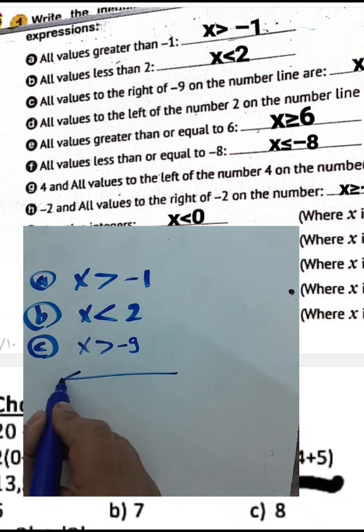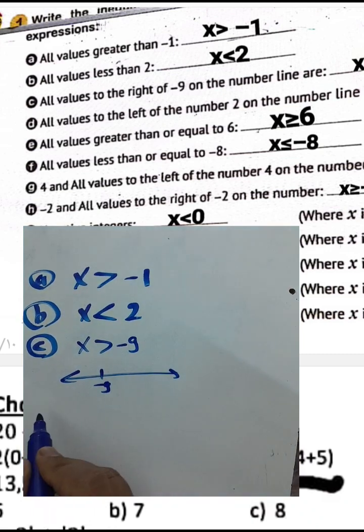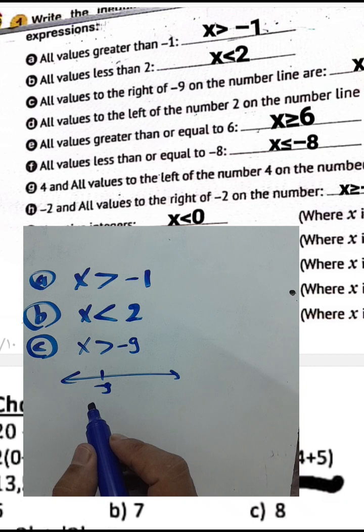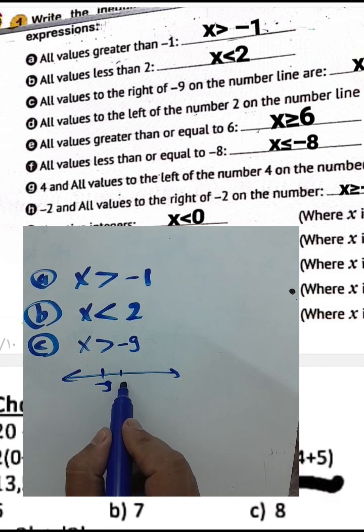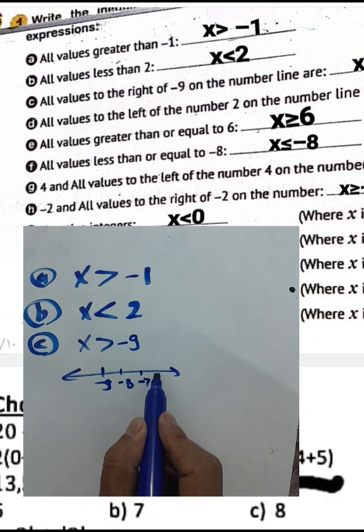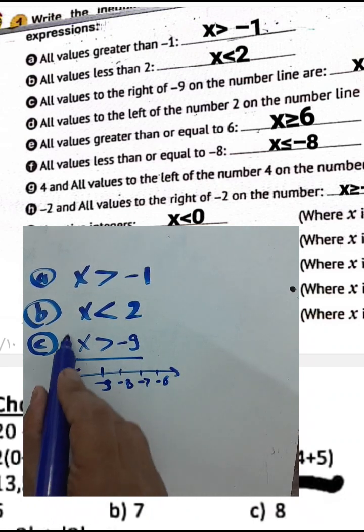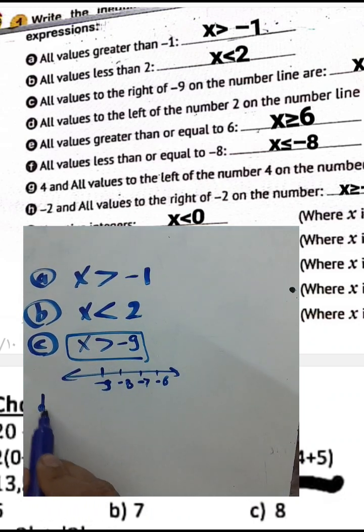Look at the number line here and negative 9. All values to the right of negative 9, it will be what? Negative 8, negative 7, negative 6. It's meaning x greater than negative 9.